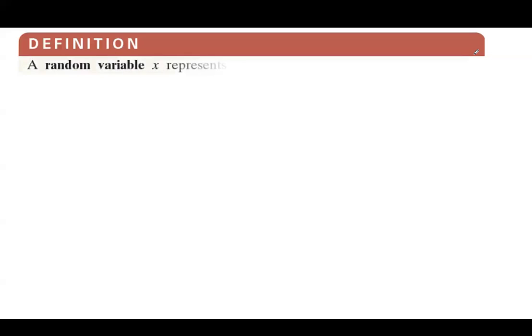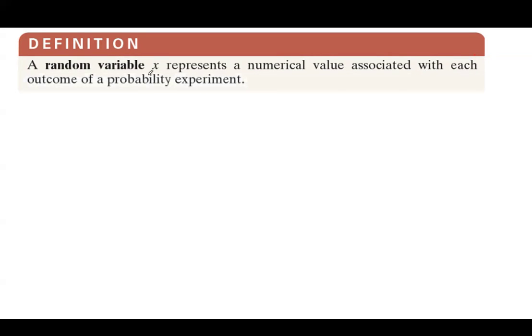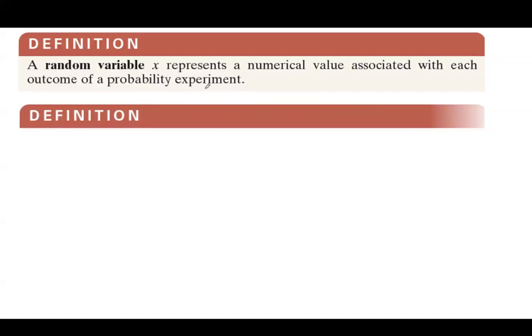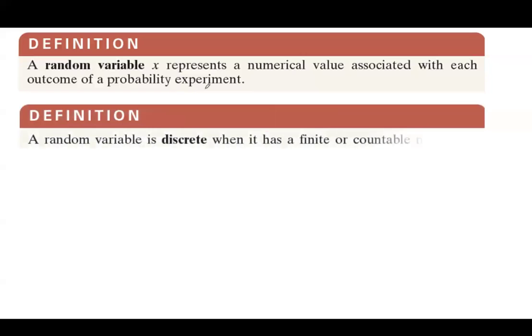What is a definition of a random variable? A random variable, represented by x, is a numerical value that is associated with each outcome of a probability experiment. We can divide a random variable x into discrete and continuous random variables. Each one has a different probability.